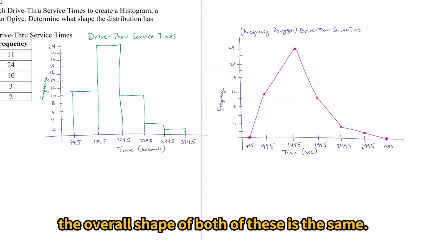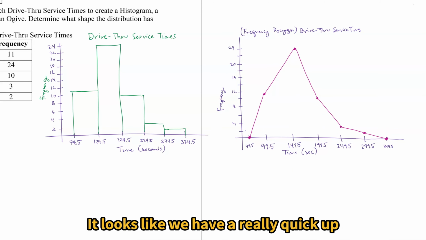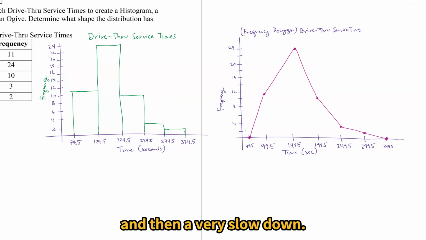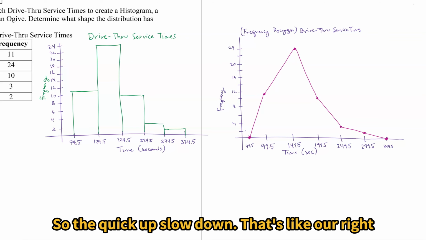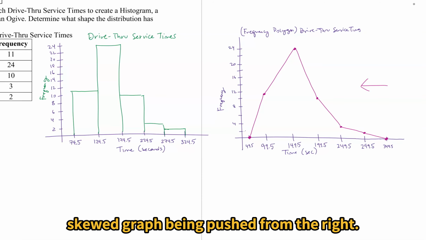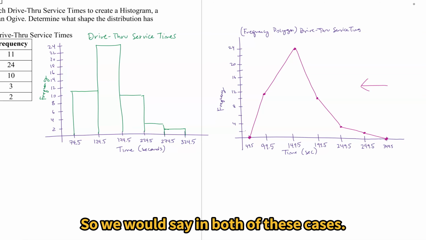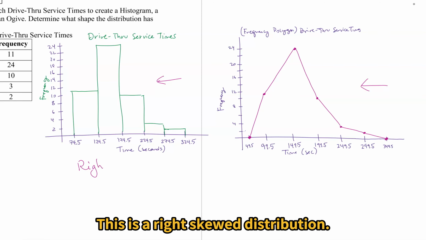You can see the overall shape of both of these is the same. It looks like we have a really quick up and then a very slow down. So the quick up, slow down, that's like our right skewed graph being pushed from the right. So we would say in both of these cases, this is a right skewed distribution.